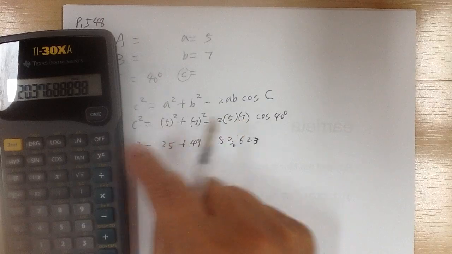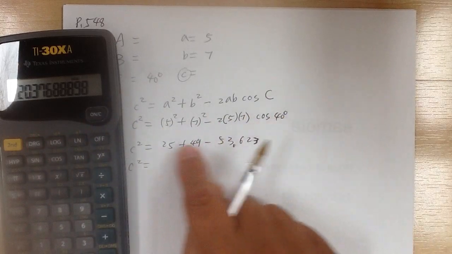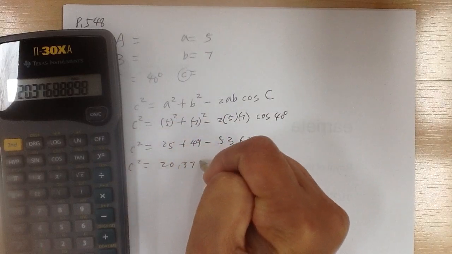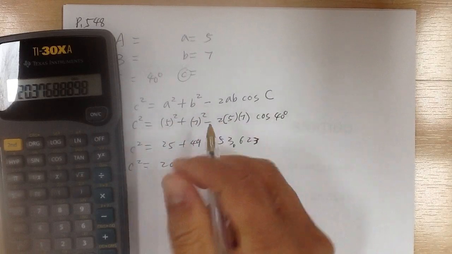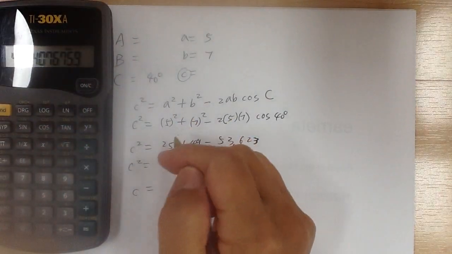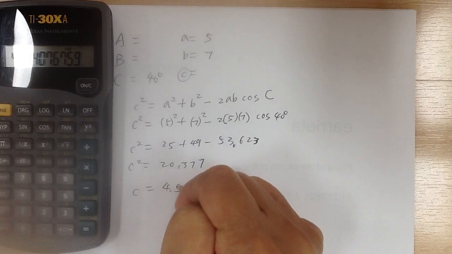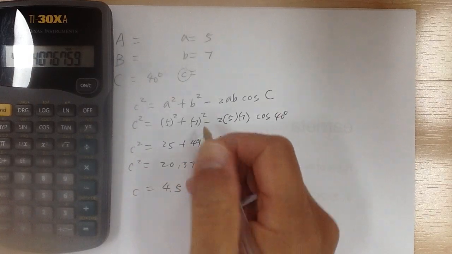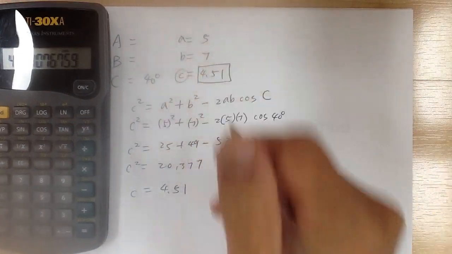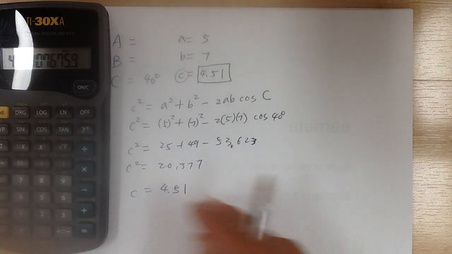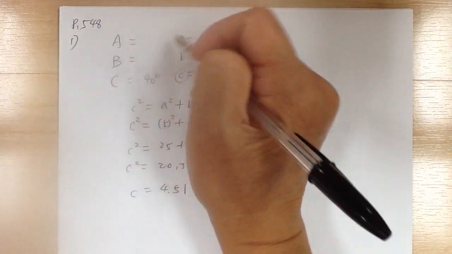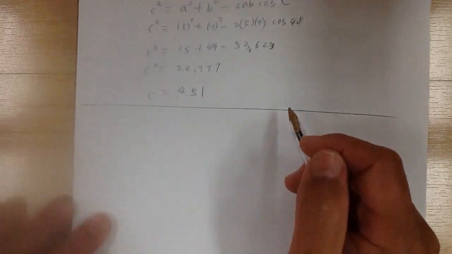If you have the calculator and are typing, you can just type this in and skip this part. You can go straight to here, so you get 20.377, and then you take the square root, so you get 4.5, carry extra digits, 4.51. That's it for number 1. Now, if I ask you to solve for the triangle, then you have to do all this part over here, which we'll do later.